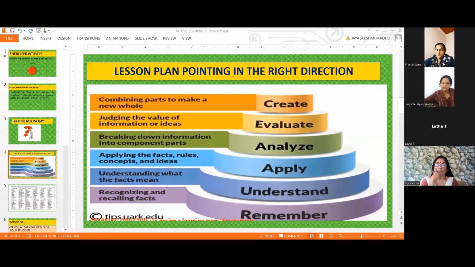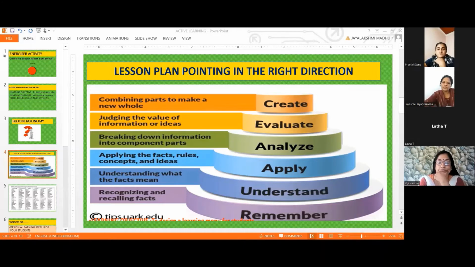So when you're making a lesson plan, all these are very important. You cannot leave any of these levels. All are important. No cutting corners on the various levels of Bloom's taxonomy. You cannot avoid anything in any lesson. All are very important. Am I clear? Please put the thumbs up.